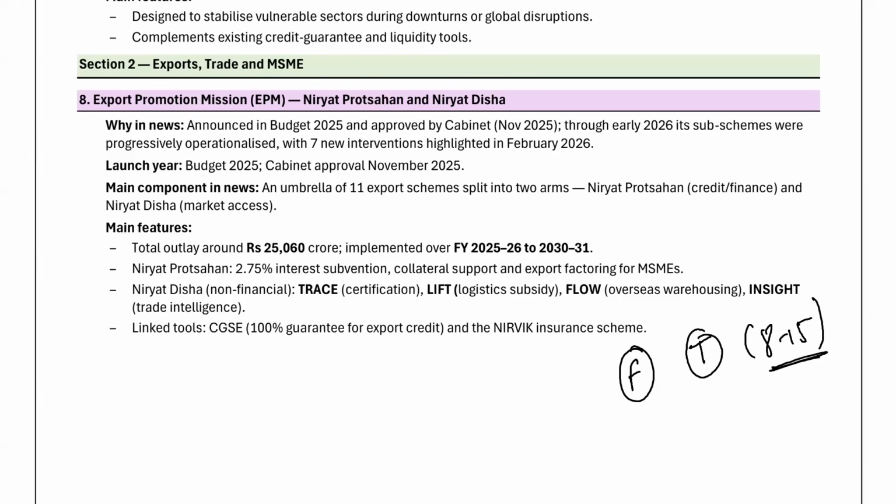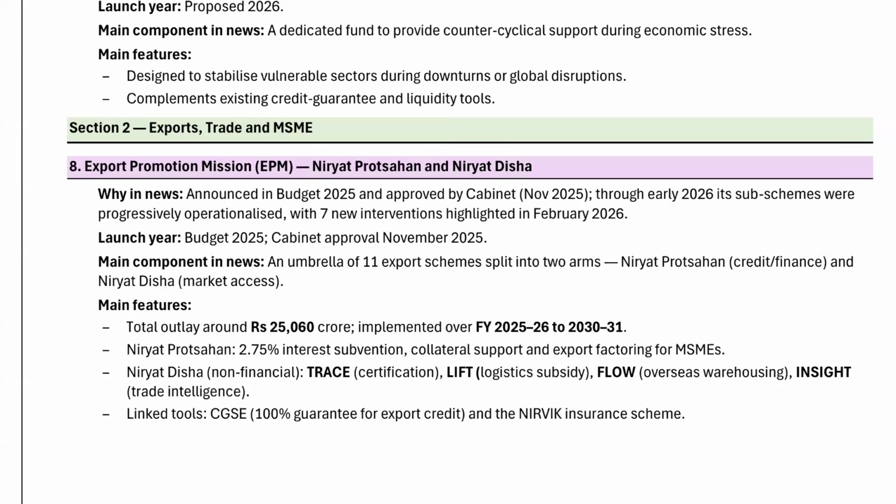So everyone is ready, right? So let's start now. Let's start with the 8th scheme under trade. That is the second indexation: export, trade and MSME. You can put it down. Now I'm going to start the 8th scheme which is mentioned, that is the Export Promotion Mission.